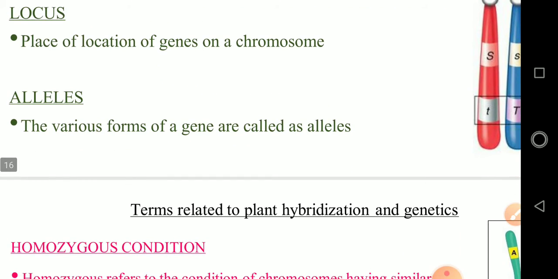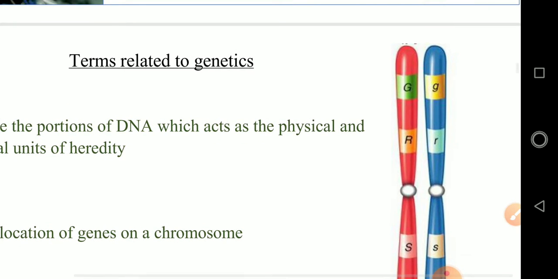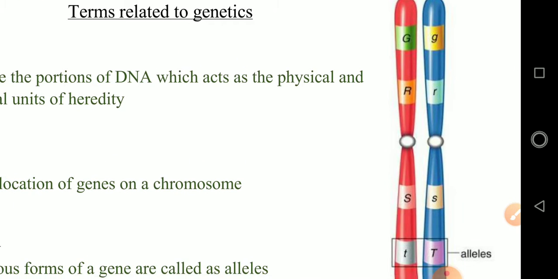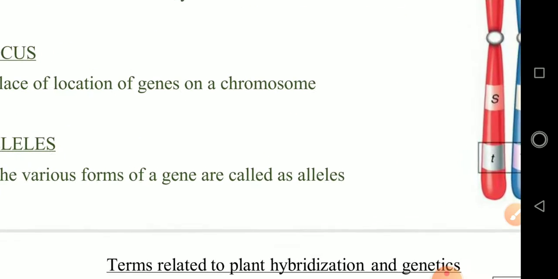Next one is alleles. What are alleles? The various forms of a gene are called alleles. Okay, now listen. See this picture. There are 4 different genes given in this chromosome. In the locus, the patch-like colored place is given, that is the locus, the place where the genes are located. What are alleles? The various forms of a gene are called alleles.